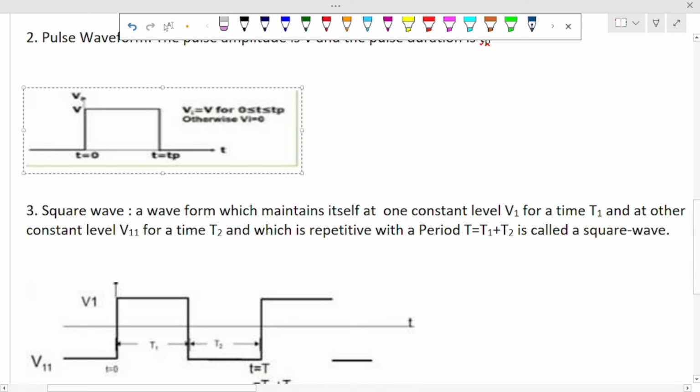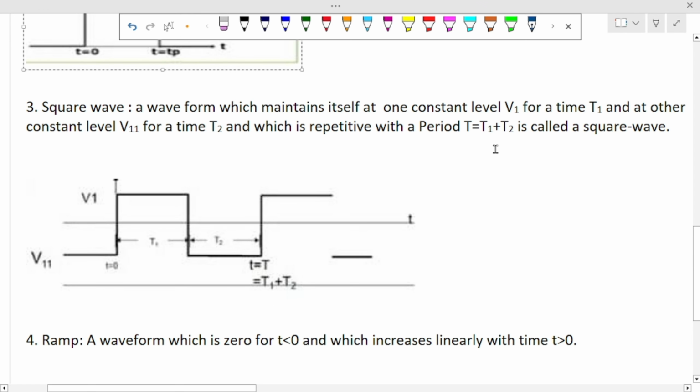Then for the square wave, it's almost like that impulse, but you will see it like this. A square waveform is a waveform which maintains itself at a constant level v1 for time t1 and another constant level v2 for time t2, which is repetitive with a period of T equals t1 plus t2, and it's called a square wave. Look at what we mean here. Of course, voltage and then time.